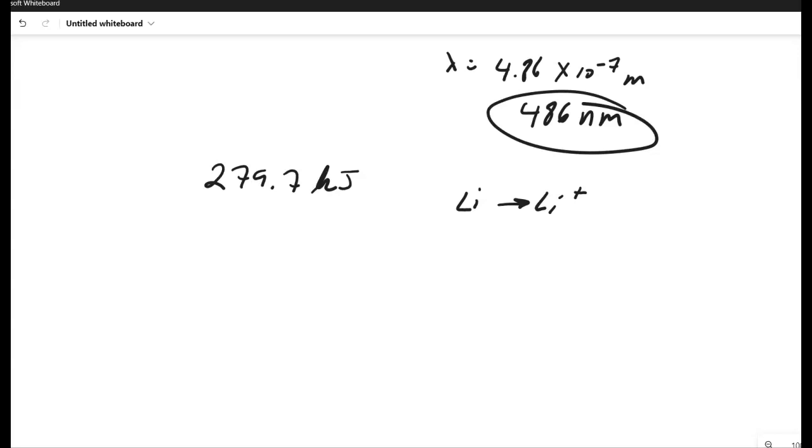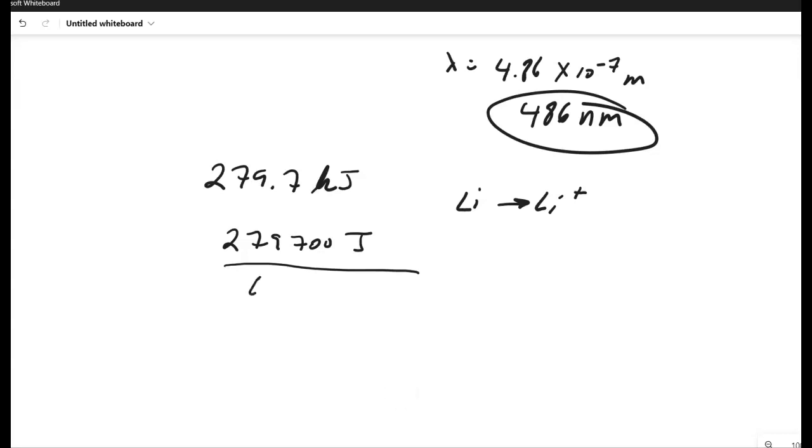Well, first things first. We've got kilojoules. We want to change it to joules, so we multiply by 1,000: 279,700 joules. Now we have to take that number and divide it by Avogadro's number, because this is how many joules in 1 mole. We want to get joules per 1 atom.